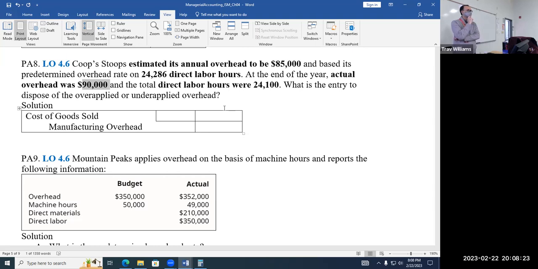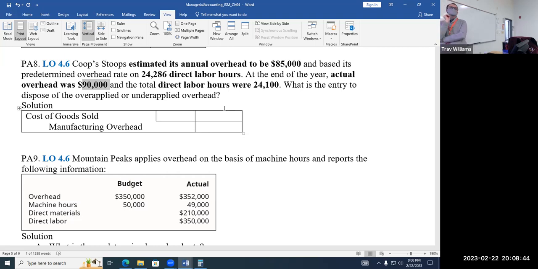You have it, James? Actual minus estimate? Nope. Nice guess. It'd be nice if that were the case, but it's not that easy, unfortunately.